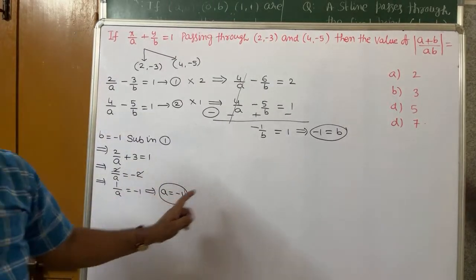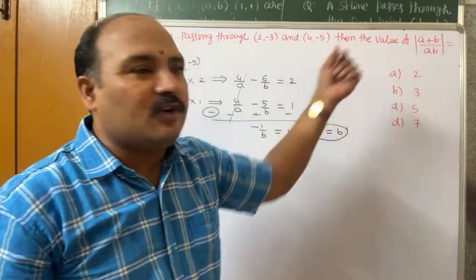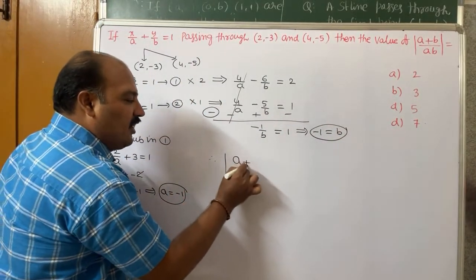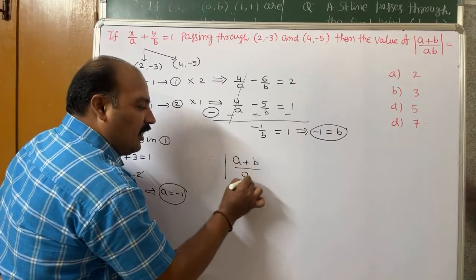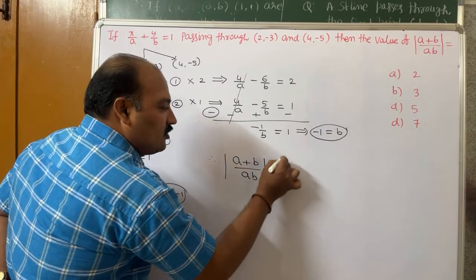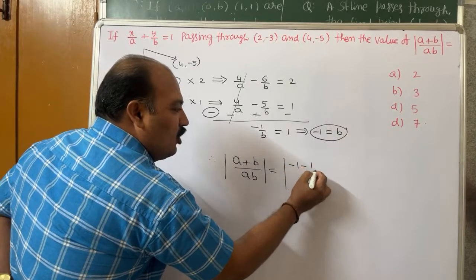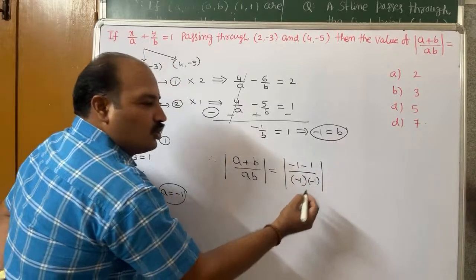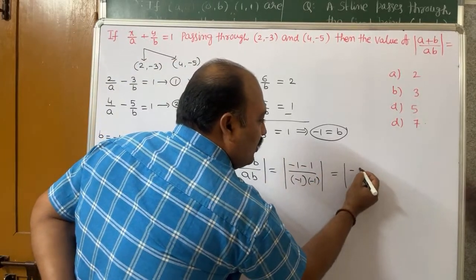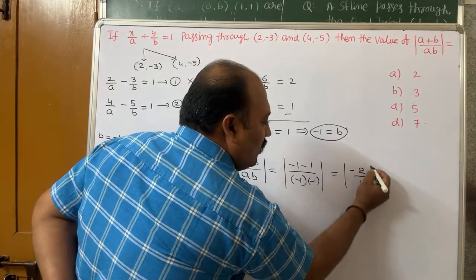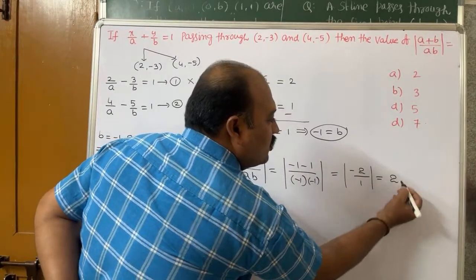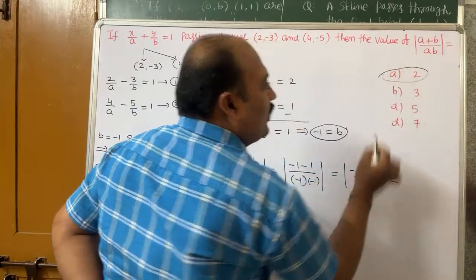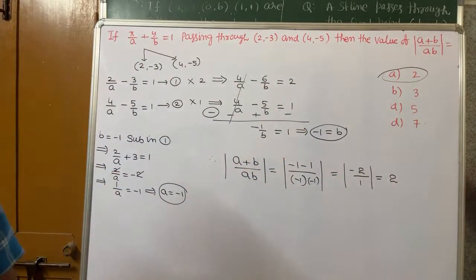After getting the values of a and b, they are asking to find the value of mod of (a plus b) divided by ab. So mod of (a value minus 1, b value minus 1) divided by minus 1 into minus 1, which is equal to mod of minus 2 divided by 1. Mod of minus 2 is 2. I hope everyone understands. The answer is 2. It is there in the first option, dear students.